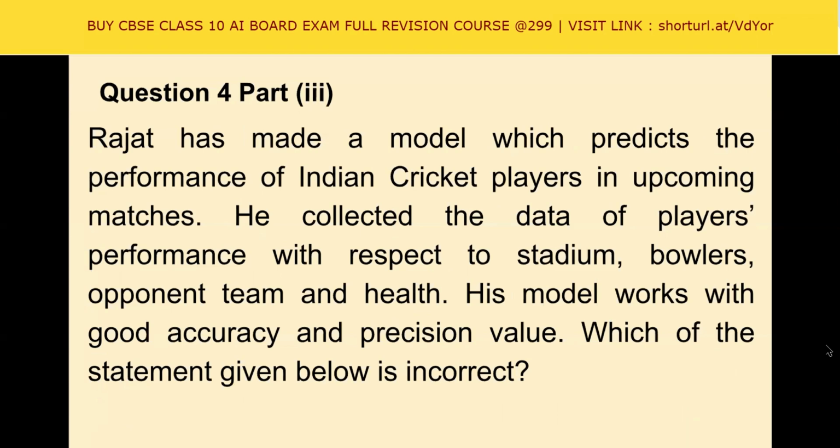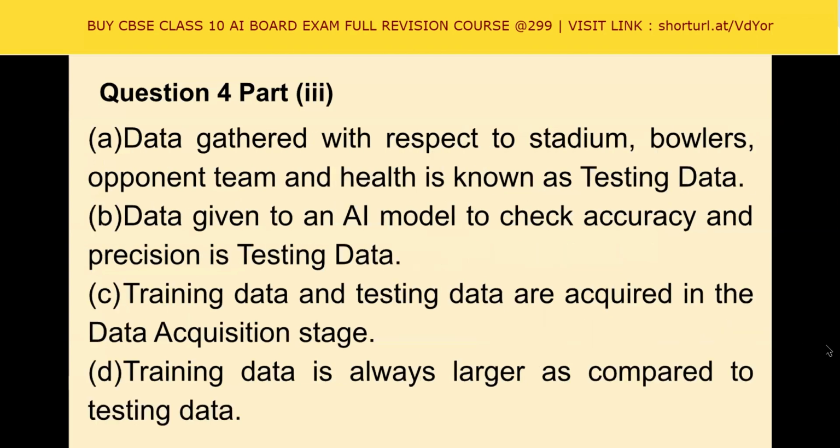Now, next one is saying Rajat has made a model which predicts the performance of Indian cricket players in upcoming matches. So he collected data of players like performance with respect to stadium, bowlers, opponent team, and health. His model works with good accuracy and precision value. Which of the statements below is incorrect? Data gathered with respect to stadium, bowlers, opponent team, and health is known as testing data. So the data which he has collected is known as the testing data. Data given to the AI model to check accuracy and precision is testing data. This is correct.